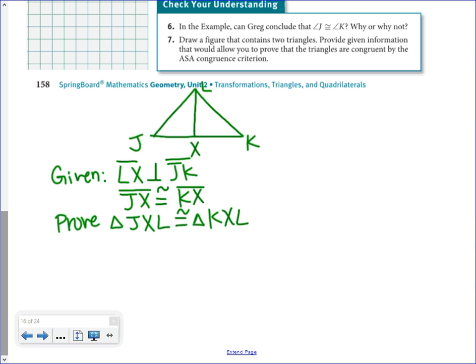So if LX is perpendicular, that means that we have a right angle here. It also means that's a right angle, but we know we have a right angle because they're perpendicular. And then we know that JX and KX are congruent, and that's the given information. Is there any other information that we know about the two triangles? Well, they share side LX, so that means that the triangles have to have that side congruent to each other because they share it. And so yes, we are going to be able to prove that these triangles are congruent. We're going to be using side, angle, side.